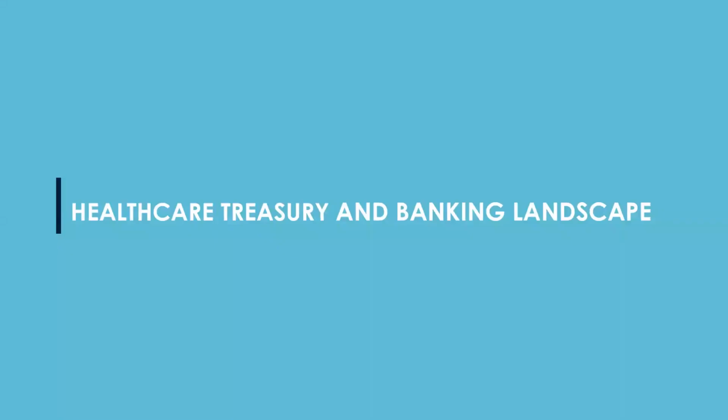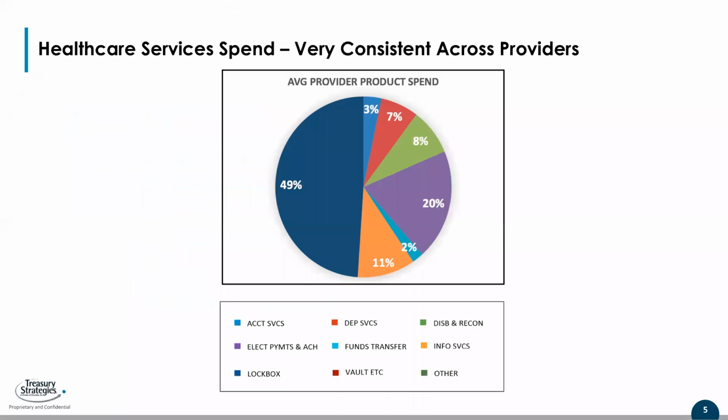Let's start out at a very high level here. Looking across our whole database, we have a pie chart here that shows the average spend among the healthcare providers who are currently in our database, and about 49% of the entire bank services spend goes for Lockbox services. Now, for most of you online, that's not a surprise. Collections are very complicated in healthcare. About 20% fall into what we call the EFT and ACH category, and 11%, that little orange slice down at the bottom, are the information services that healthcare organizations are buying from their bank.